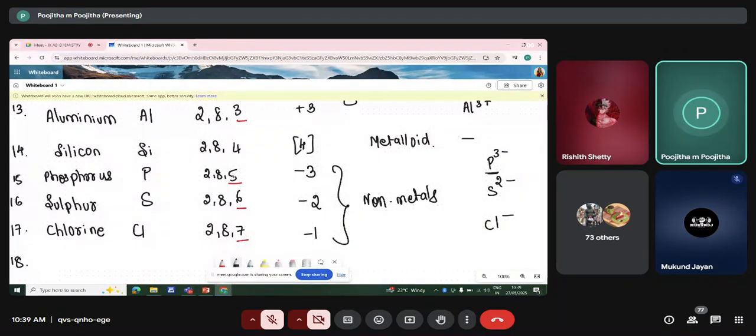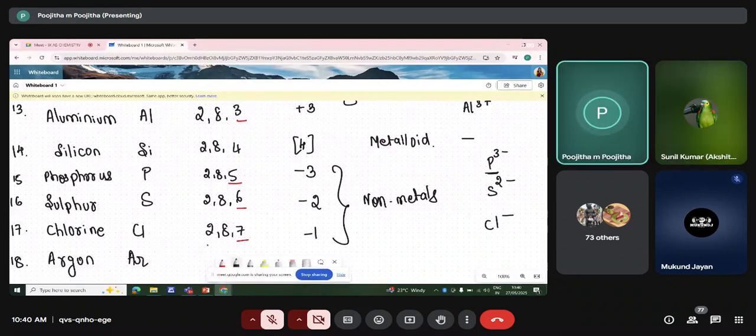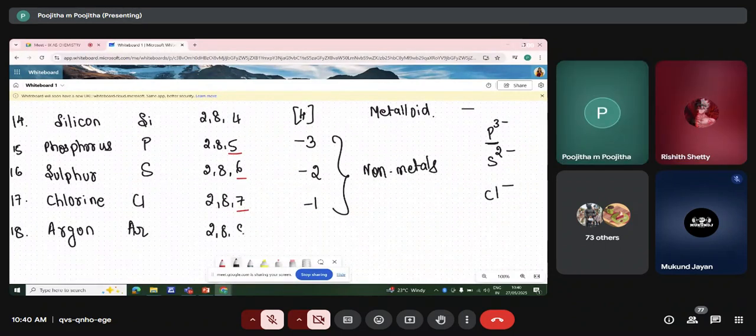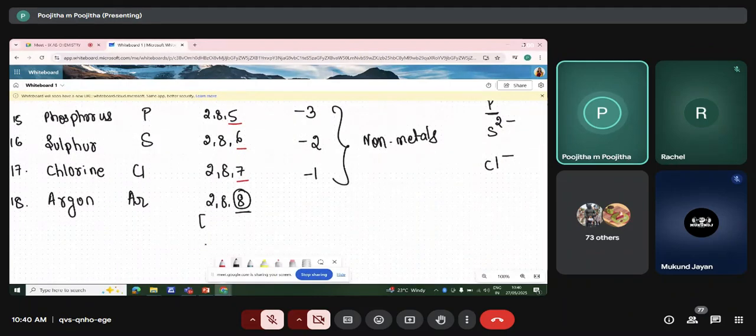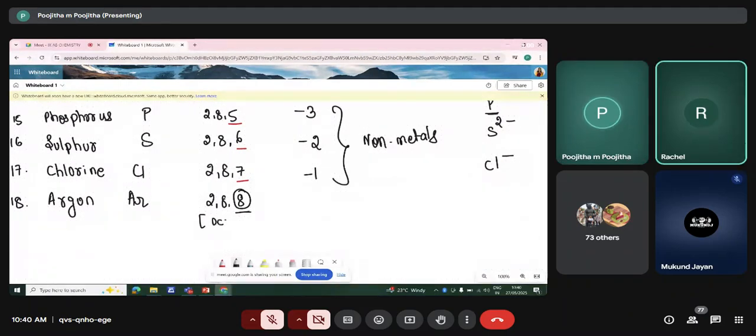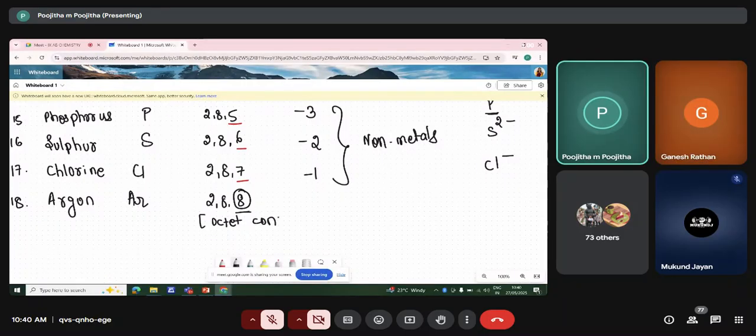So phosphorus gains 3 electrons to attain the stable electronic configuration of which element, children? Argon. So the 18th element is argon. Symbol is Ar. Electronic configuration 2, 8, 8. What do you see in the valence shell? The valence shell is nothing but the outermost shell. It has 8 electrons. Having 8 electrons in its outermost shell, what configuration is it? Octet configuration.